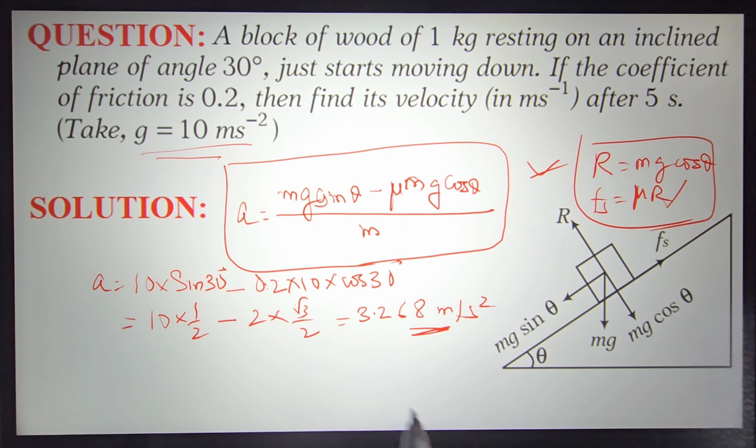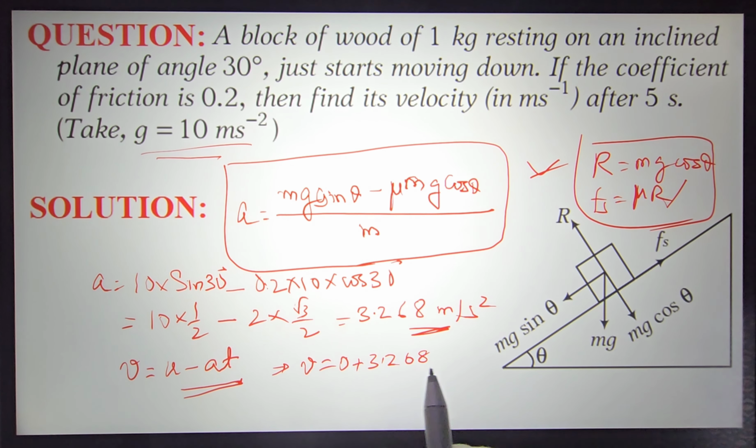So this is acceleration. From the first equation of motion, now see what we need here, we need velocity. So for calculating the velocity you just write the equation of motion, which is v is equal to u plus at. Okay, so velocity after 5 seconds you can calculate. v is equal to u, which is 0, plus 3.268 into 5 seconds. So here the answer will be, I am just writing, 16.34 meter per second.